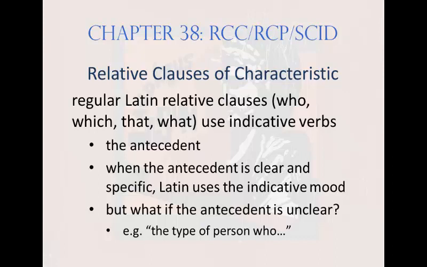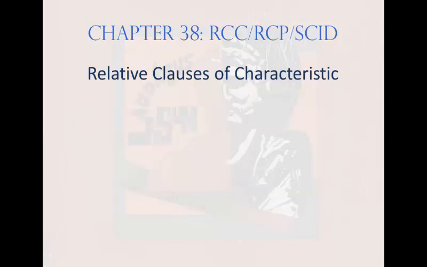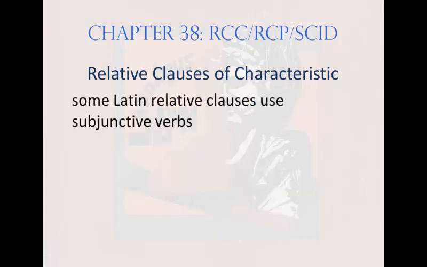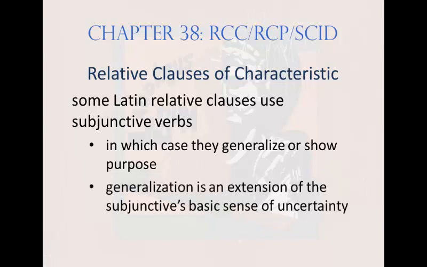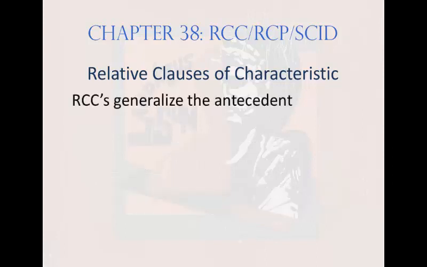So, what do you do in Latin when the antecedent isn't specific? What mood of verb should the relative clause use? The subjunctive, of course, which in this case generalizes the antecedent. It can also show purpose, as we'll see in a second. Generalizing the antecedent is a natural extension of the subjunctive's basic sense of uncertainty. Let's look into this type of syntax a little more closely.